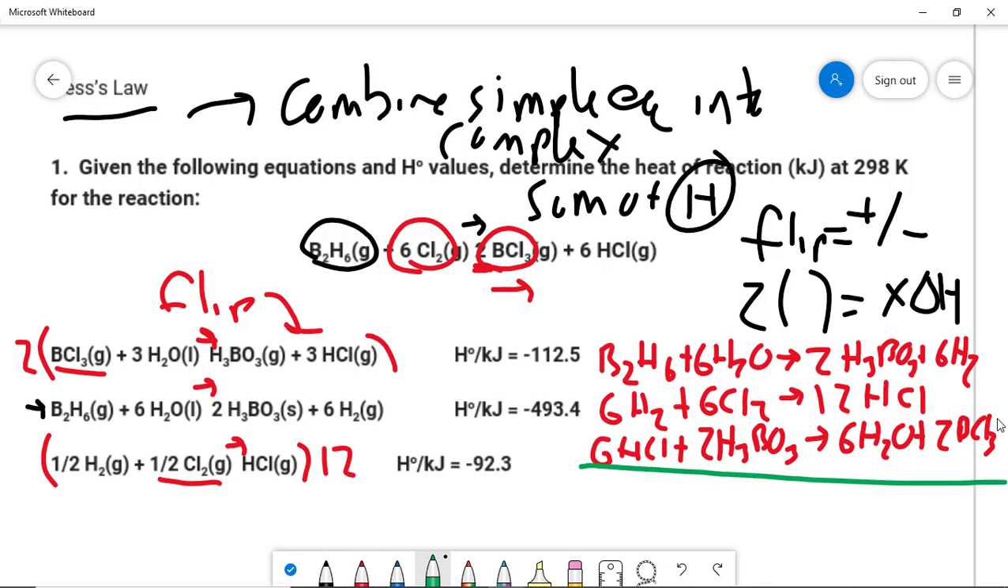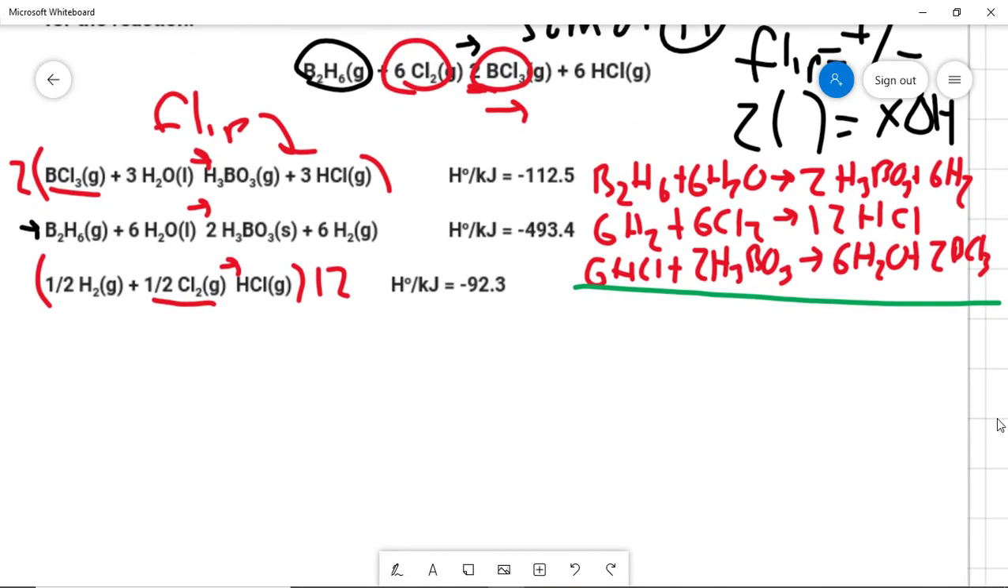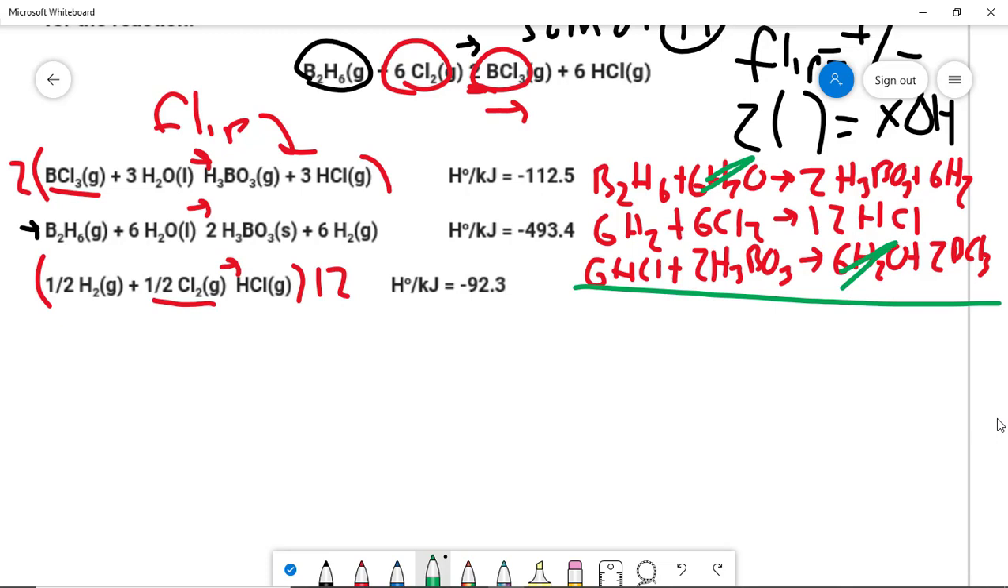Now we need to look and see if everything cancels. If it does, then we can go through and add our delta H's together, whatever those are going to end up being. Okay? So let's go ahead and see what we have here. I'm going to use green for this. So what's going to cancel? Well, my H2Os are going to cancel, right? Because it's 6 and 6. My 2H3BO3 is going to cancel. My 6H2s are going to cancel. Everything else is good. I've got 6 HCl here and 12 here, so this will cancel, and this is just going to leave this as 6.